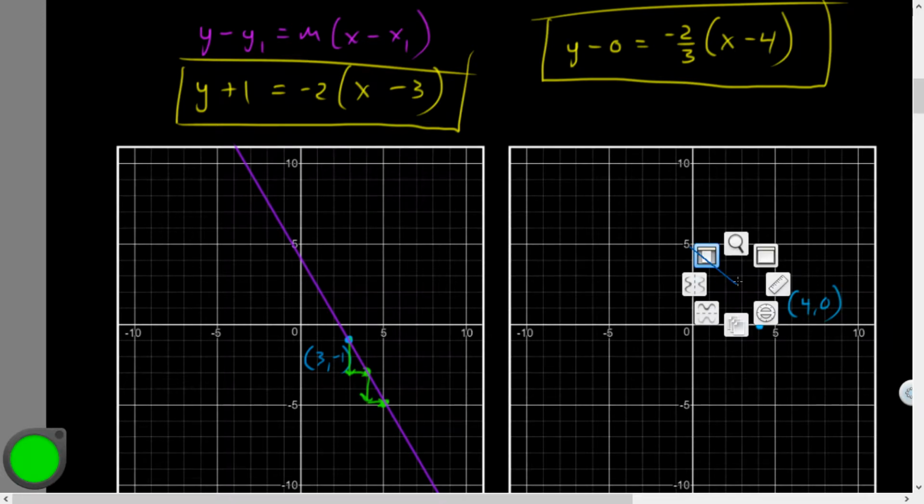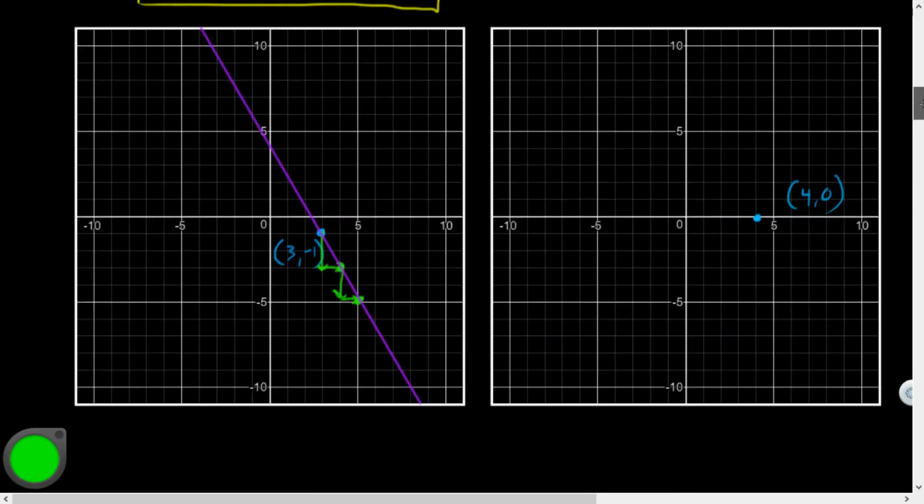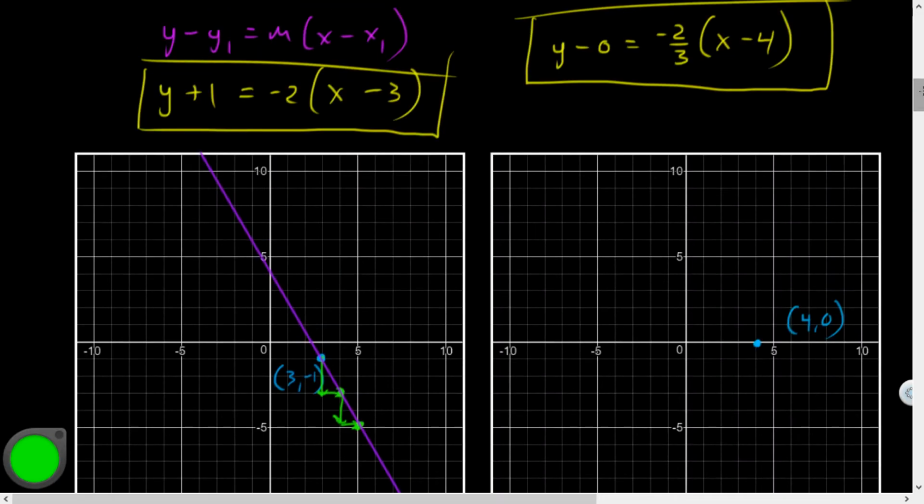Uh-oh. Man, my stuff is glitching today. I'm going to shut off this mouse. No, I'm going to... I don't know.